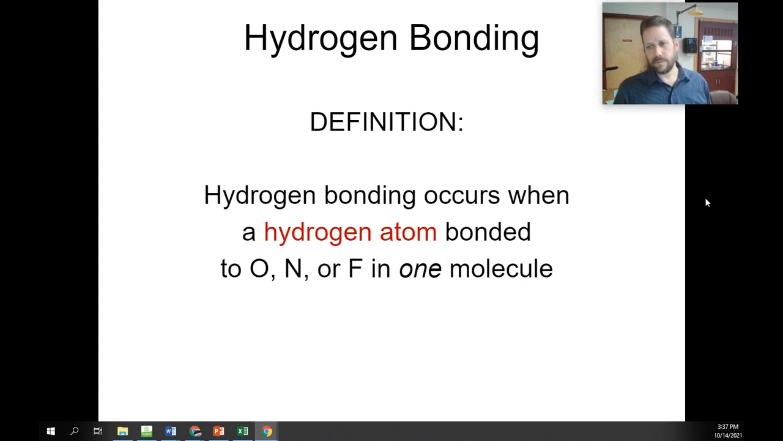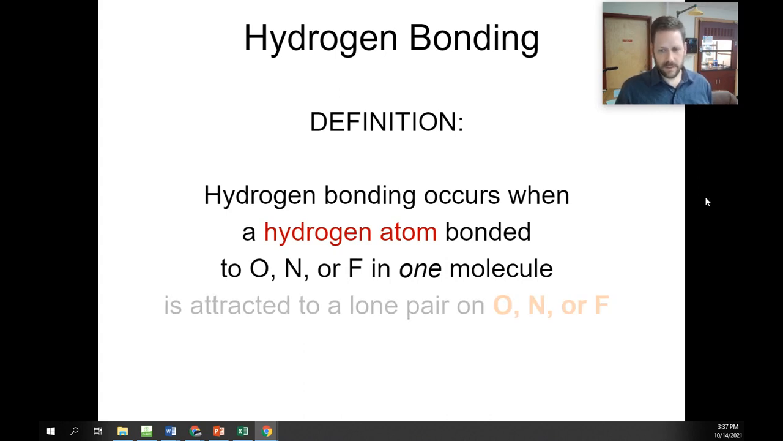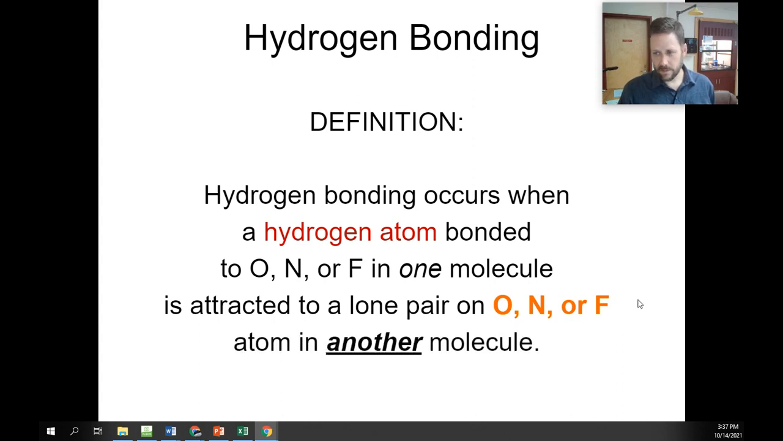And this is a very important definition to understand clearly. It's very commonly misunderstood. Hydrogen bonding occurs when a hydrogen atom in one molecule, which is bonded to N, O, or F, is attracted to a lone pair on N, O, or F in another molecule. So the requirement is that we have hydrogen covalently bonded to either oxygen, nitrogen, or fluorine in a molecule. And the hydrogen bond is going to exist between hydrogen in one molecule and N, O, or F in another molecule.